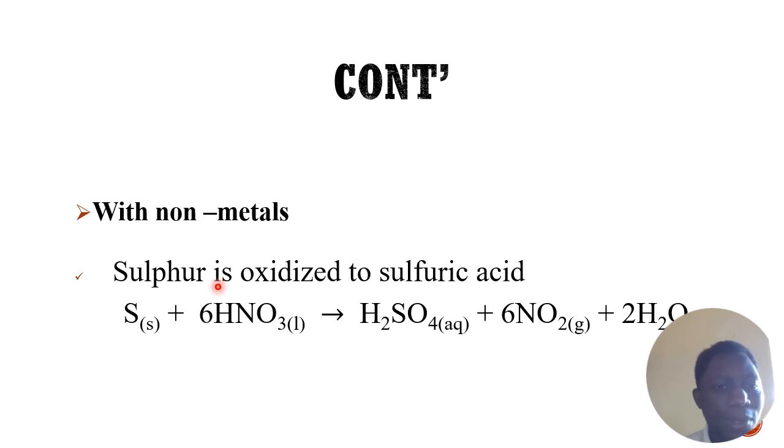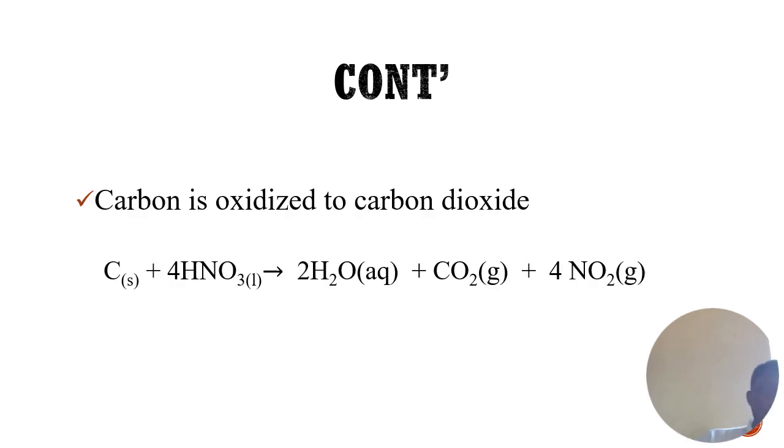Nitric acid can also oxidize nonmetals. Sulfur is oxidized to sulfuric acid. When sulfur reacts with nitric acid, this produces sulfuric acid, nitrogen dioxide, and water. Carbon also is oxidized to carbon dioxide. When carbon reacts with nitric acid, this can produce water, carbon dioxide, and nitrogen dioxide.